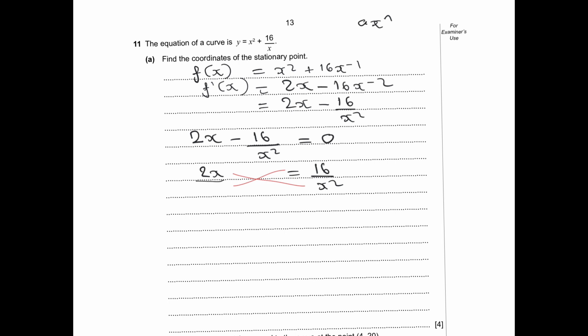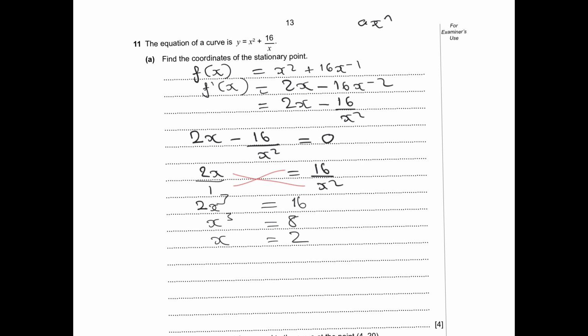This one, if I can make it to be over 1. So what do I get? 2x times x squared, I'm going to get 2x cubed is equal to 1 times 16. That will give me 16. So then divide both sides by 2. I'm going to get x cubed is equal to 16 divided by 2, which is 8. So the cube root of x cubed is x, and then the cube root of 8 is 2. So that's what we are having here. So the x coordinate of the stationary point is 2.